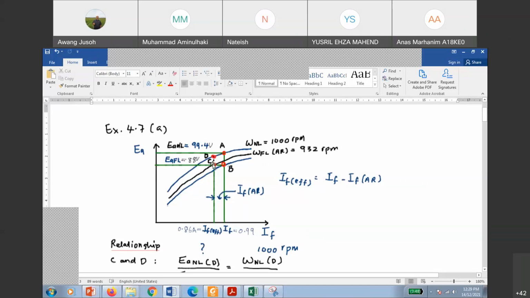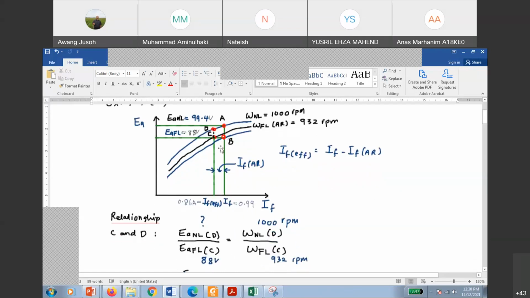Okay, so point C, we know that the speed when armature reaction takes place is equal to 932 rpm. Okay, this is point C, right? And based on previous discussion, IF effective equals IF minus IF armature reaction. This formula you need to know. I effective means this current at point C. Point B is IF, the real one, the actual one, and this is the drop of flux given by IFAR. Now we're going to find what is IFAR.